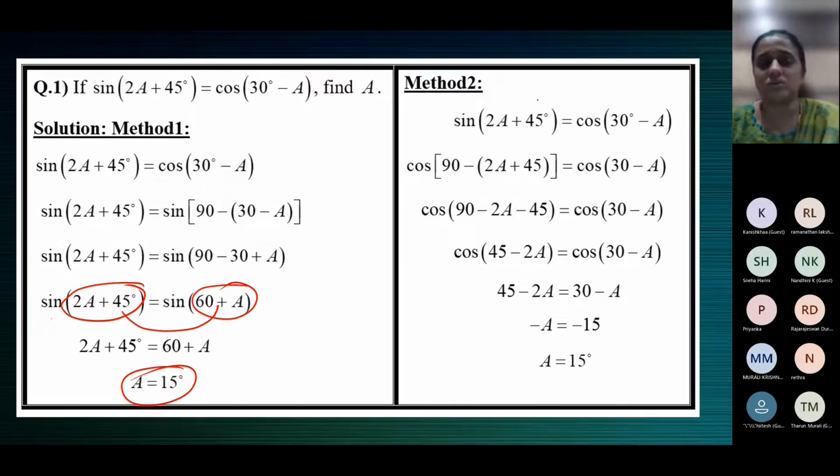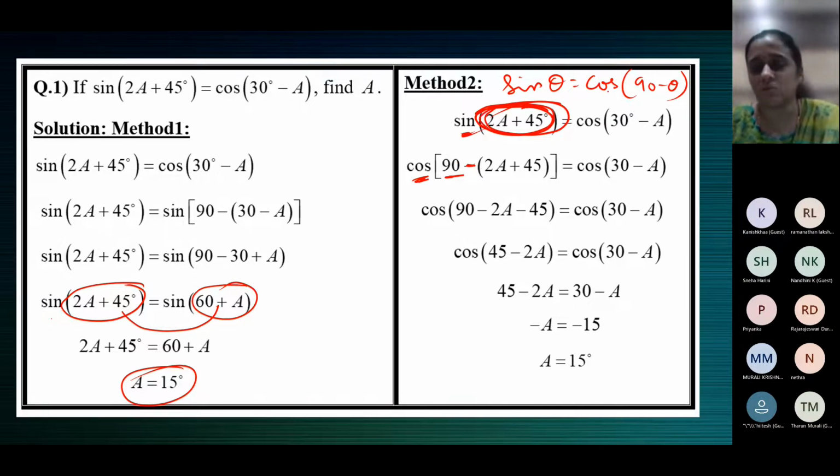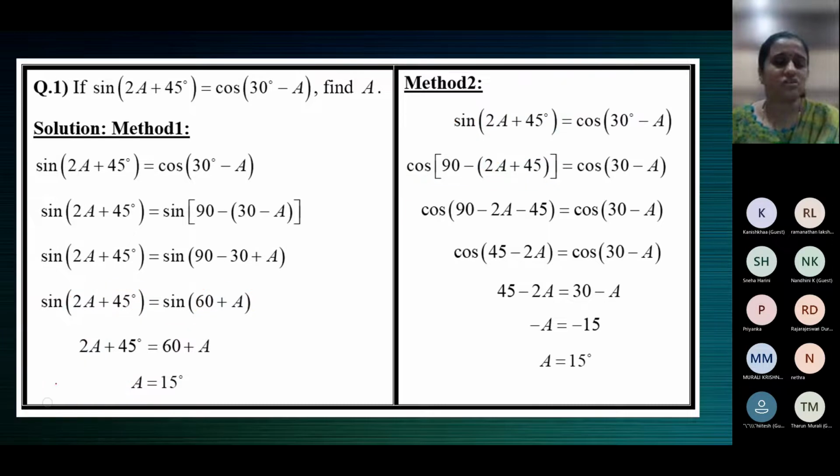Here we have used the rule sine theta is equal to cos of 90 minus theta. What is this? Sine theta. This is theta. You can write that as cos of 90 minus theta, with theta in a bracket. So we have converted sine theta to cos of 90 minus theta. That's all. Don't change the other side.